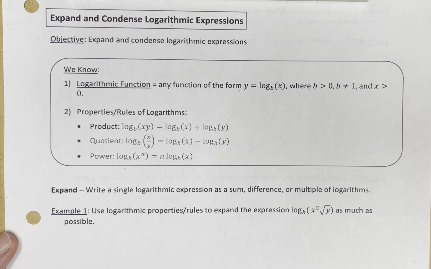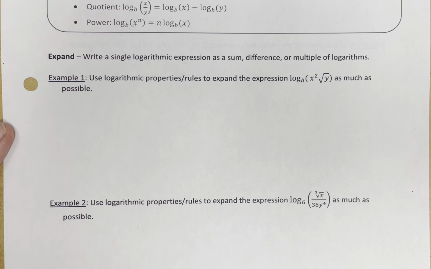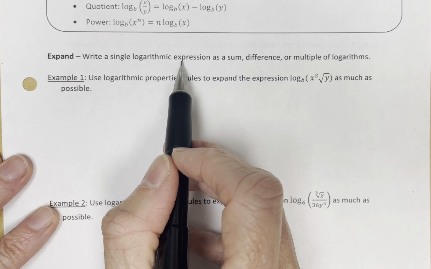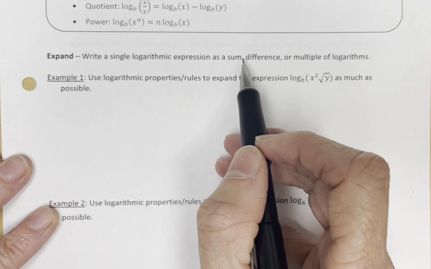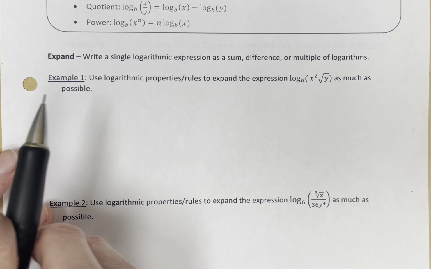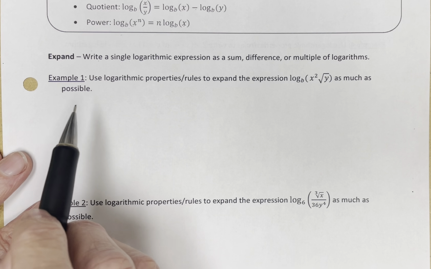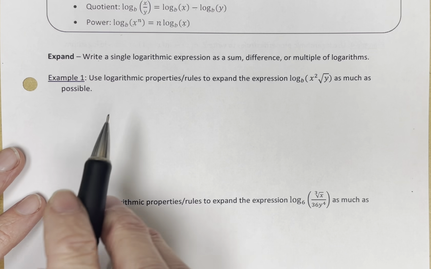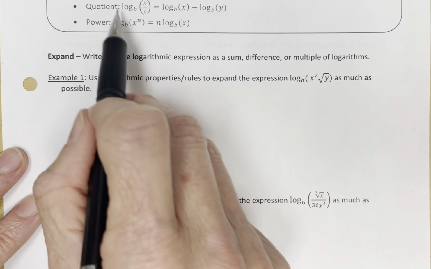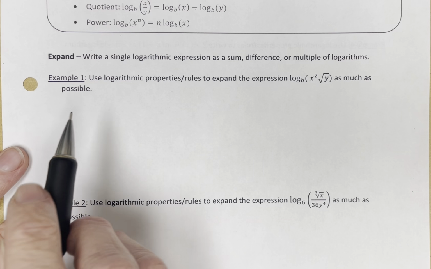Okay, let's make use of these to expand and condense log expressions. Expanding means we want to take a single log expression and totally expand it. We want to write it as a sum, difference, or multiple of logarithms. In addition, if we have any numbers that come out, we want to simplify that as well. We'll see an example of that in example 2 here. But we're taking a single log and applying these rules to write it as a bunch of logs to expand it out.